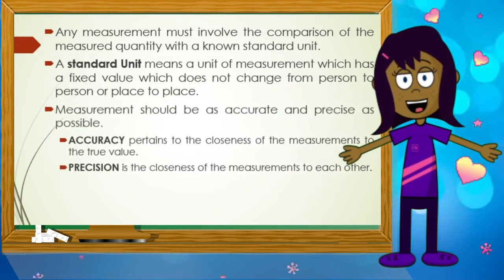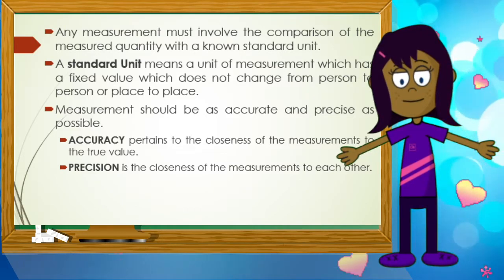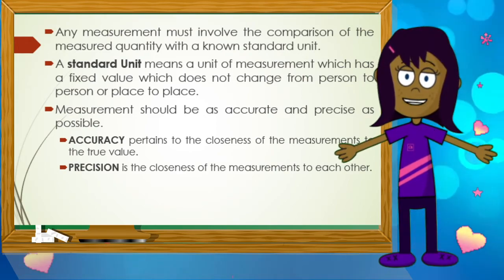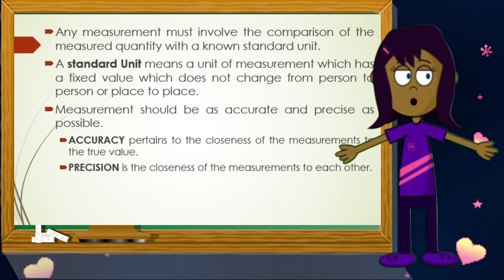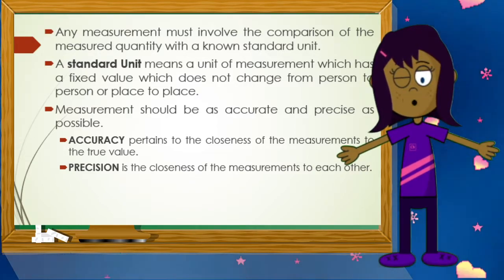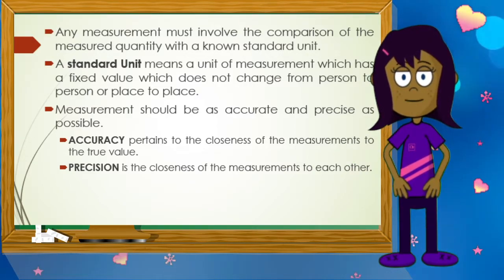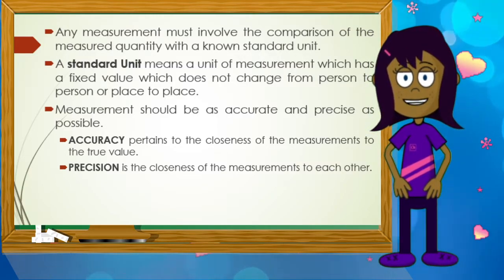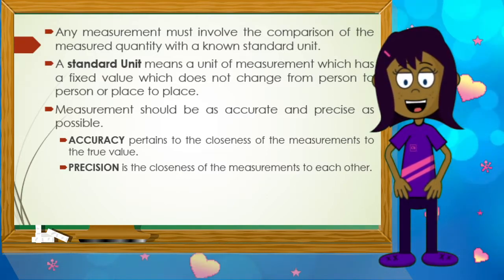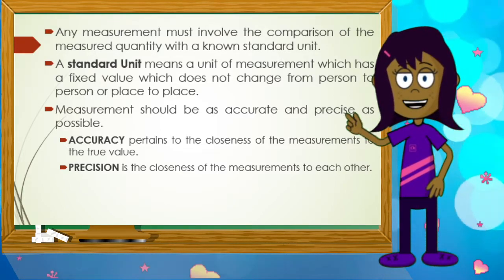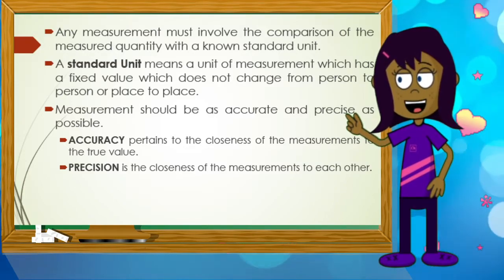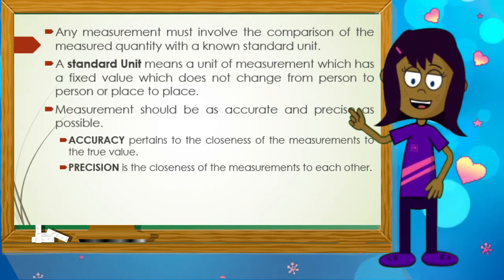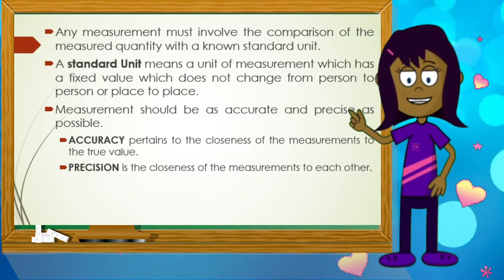Measurement should be as accurate and precise as possible. So when you say accuracy, it pertains to the closeness of the measurements to the true value. How accurate is your measurement, your taken measurement, to the true value? But on the other hand, precision is the closeness of the measurements to each other. So for example, if you have taken a certain measurement 3 times, your results should be as close to each other. So that is what you call precision.